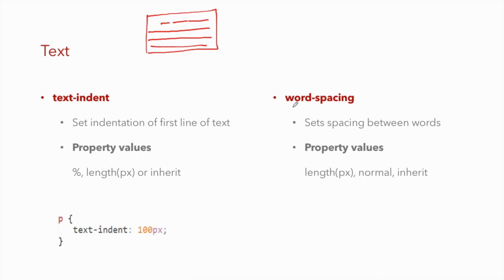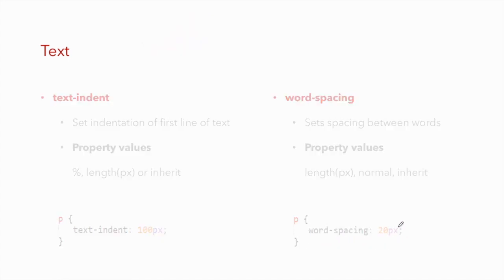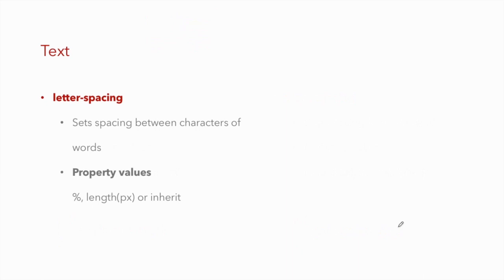Then we have word spacing, which creates space between words. Again you can use pixel format here, so word spacing, then pixels over here. Similar to word spacing, we have letter spacing. All characters of the words will have some spacing if you specify this particular property. So if this is your text and let's say you add 5 pixels to it, then it will be displayed something like this.